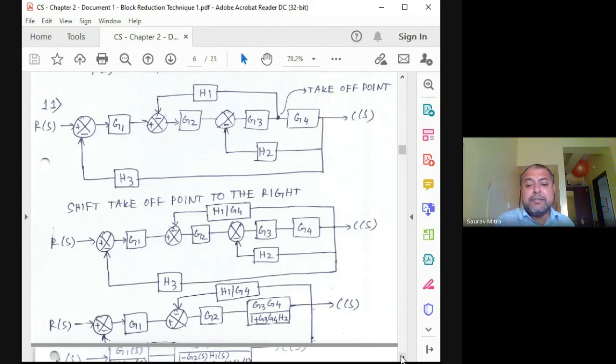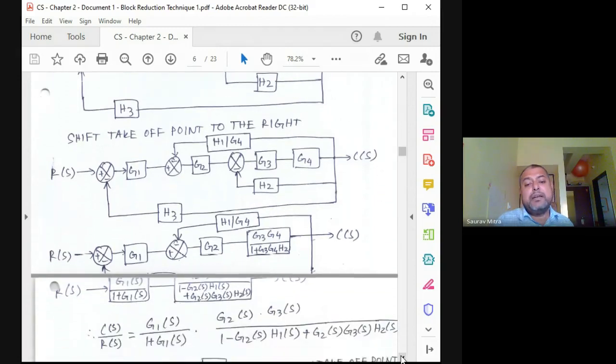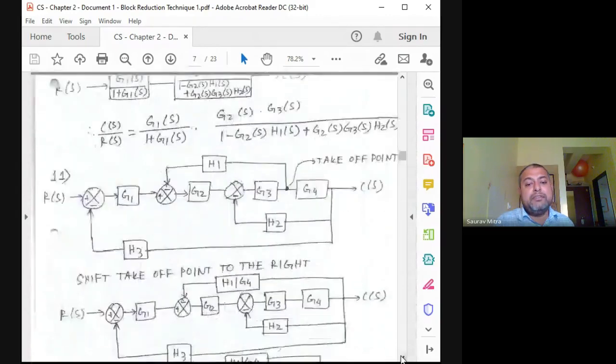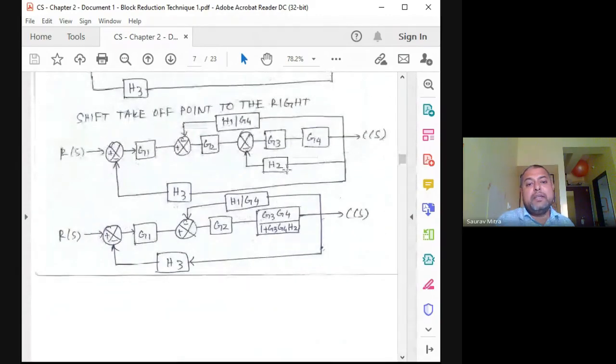Now you can see that the entanglement is not there. So I will again show it separately like this. You have taken this signal from here to the right side and then this kind of thing is there. Now you can very easily solve this. That is G3 G4 divided by 1 plus G3 G4 H2. Okay, now we have started solving.